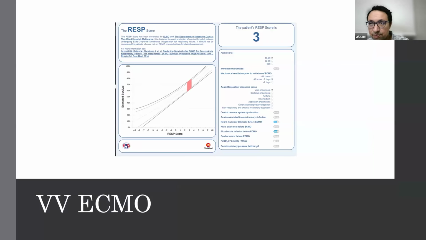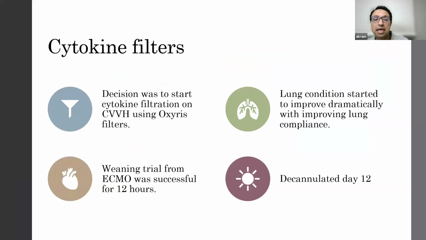We calculated his RESP score, which is the probability of survival on ECMO, and it was 3. And we used cytokine filters in CRRT for 4 days in this patient to wash out the cytokines of the cytokine storm. And this resulted in quick improvement of the lung condition, probably after the 3rd day of CRRT.